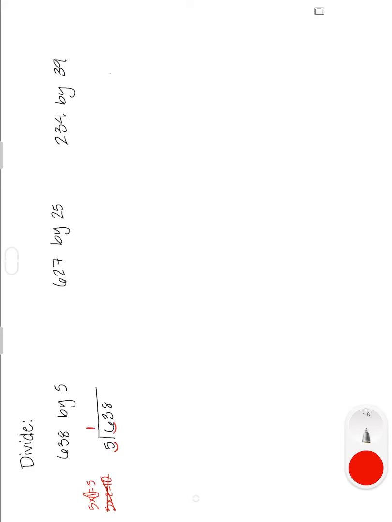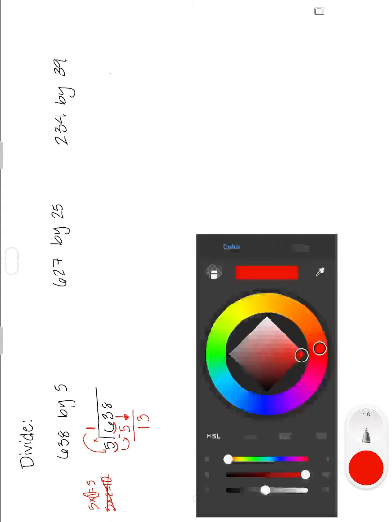Now, this was probably pretty obvious. I just wanted to give the long explanation. So 5 goes once in 6. And then we multiply, right? So 1 times 5 gives us 5. And we subtract. We always do the opposite, right? So subtraction. 6 minus 5 will be 1. Now, I bring down the next digit. And this is 13.